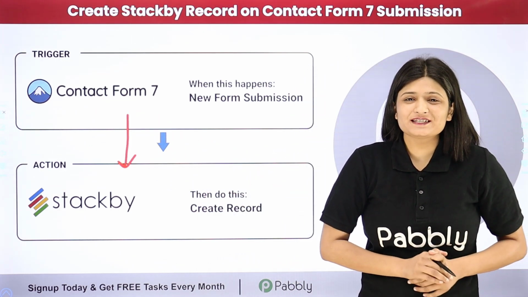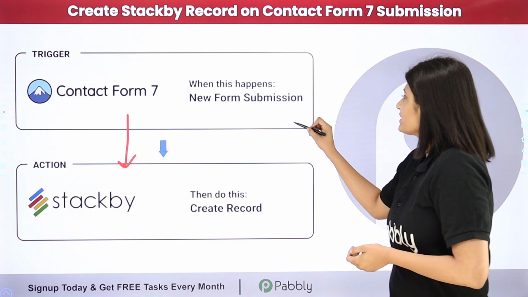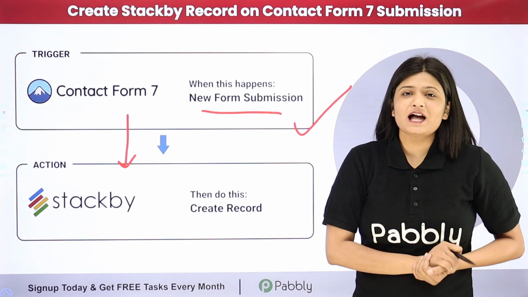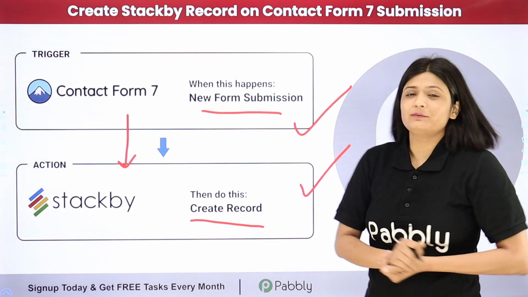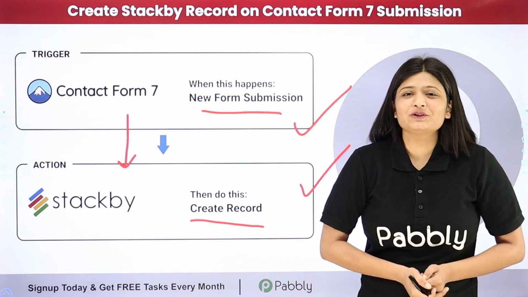Pabbly Connect runs on two principles, which are trigger and action. Here as my trigger application, I am going to take Contact Form 7, from where I will receive a new form submission, and then in my action application, I am going to take Stackby, where the record will be created automatically. If you want to learn this amazing automation step by step, then let me take you all to my screen.